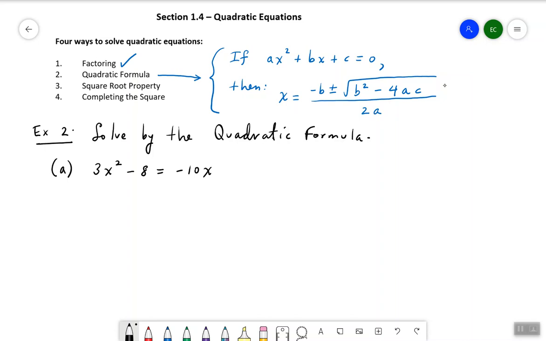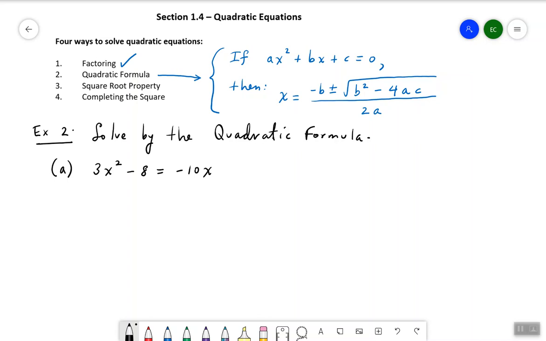This is quite a formula. There's a couple of things I'd like to do with it. First of all, I'd just like to practice using the formula on these examples that are coming up. And then at the end of section 1.4, I'd like to show you where this formula actually comes from. So we'll save that for a little bit later.